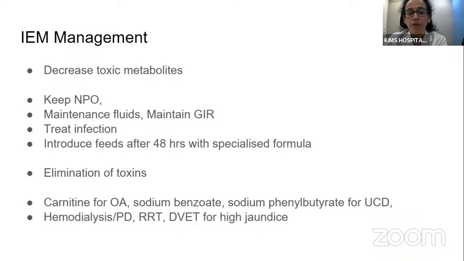And we should try to eliminate the toxins. First, we will add carnitine in the case of organic acidemias, sodium benzoate for urea cycle disorders, and sodium phenylbutyrate as well for urea cycle disorders. Elimination of toxins is also done mainly by hemodialysis and, if possible, by peritoneal dialysis and renal replacement therapy. And if there is high jaundice, double volume exchange transfusion should be done for the same.